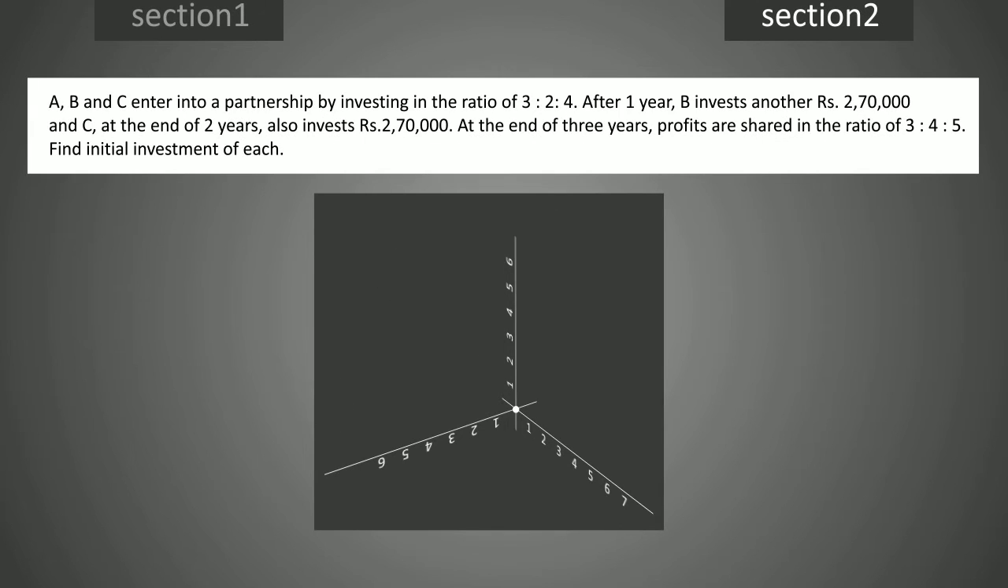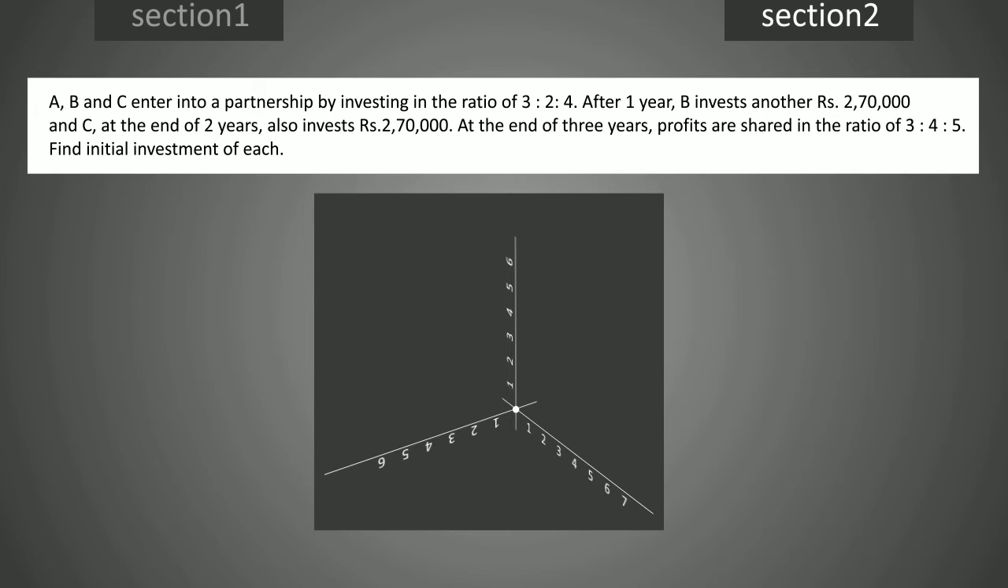Problem 2. A, B and C enter into a partnership by investing in the ratio of 3:2:4. After 1 year, B invests another rupees 2,70,000 and C at the end of 2 years also invests rupees 2,70,000. At the end of 3 years, profits are shared in the ratio 3:4:5. Find the initial investment of each.